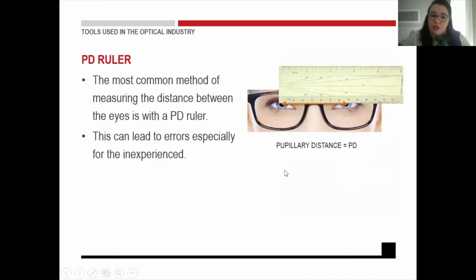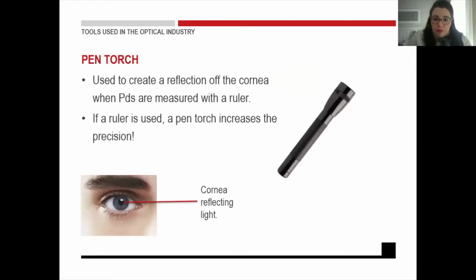Now, if you don't use a pupilometer, you can use a PD ruler. A PD ruler is just a normal ruler. Sometimes it has an indentation there in the middle to fit the nose in there to make it more comfortable for the patient. It's used to measure the distance between the two eyes by using the pupil as a reference point, or you use it to take Segard measurements, frame measurement, boxing measurements. So the PD ruler is a very common tool in a practice.